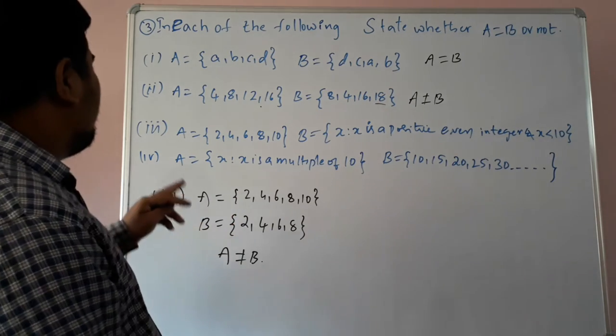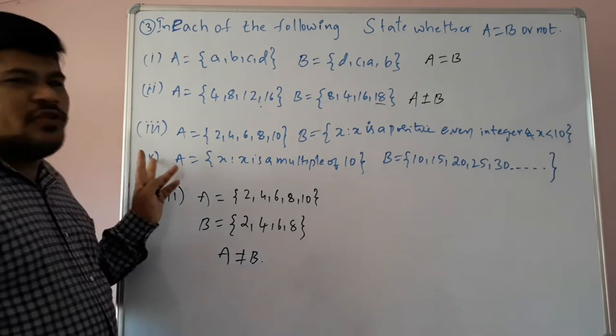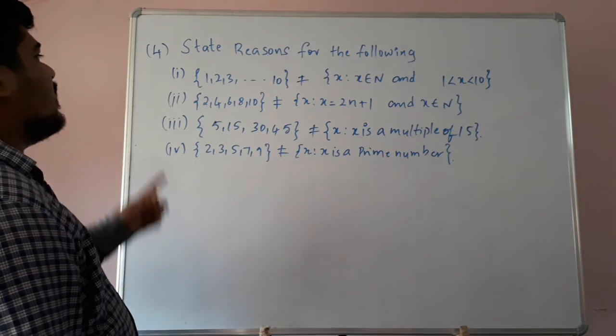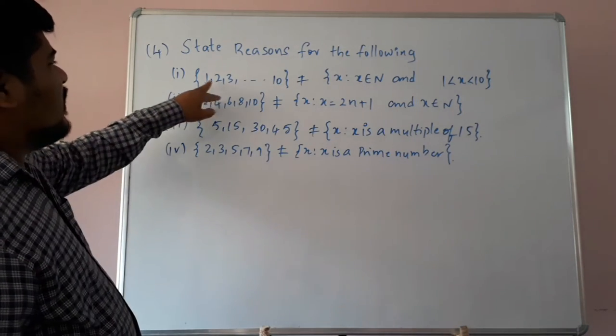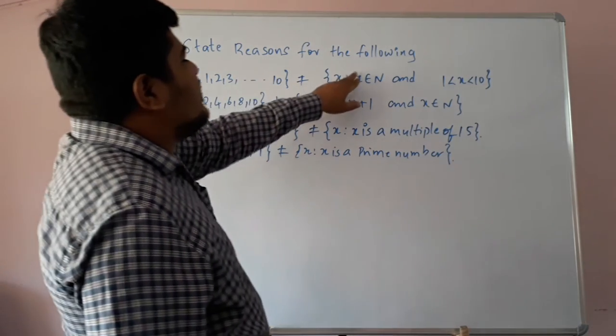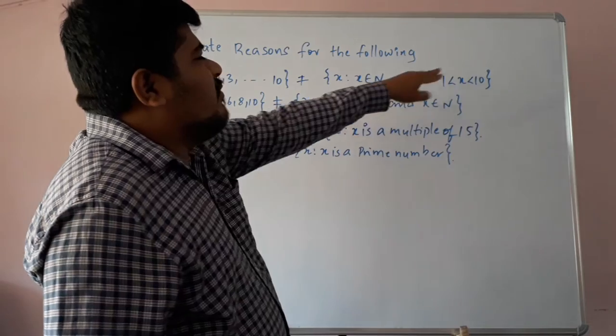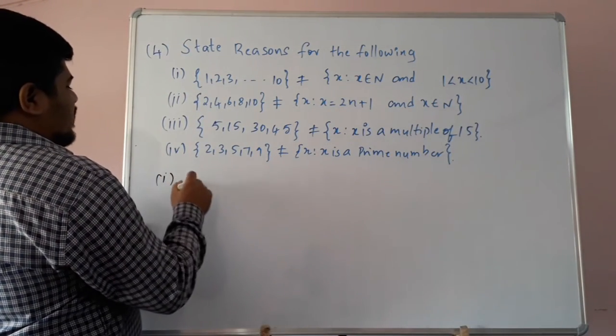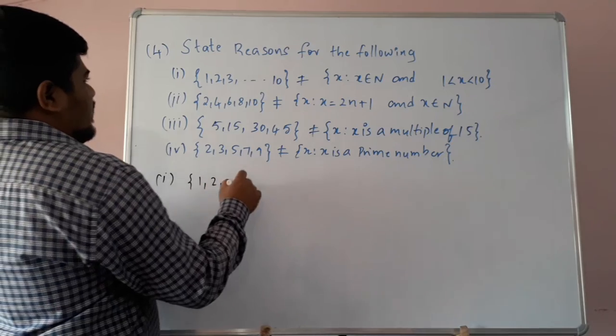Okay, right. So children, in this way, please try this fourth problem. Now let's see problem number 4. State reasons for the following. The first set {1, 2, 3, ..., 10} is not equal to {x such that x belongs to N and 1 < x < 10}. Okay, so children, first one, see. First set is {1, 2, 3, ..., 10}.